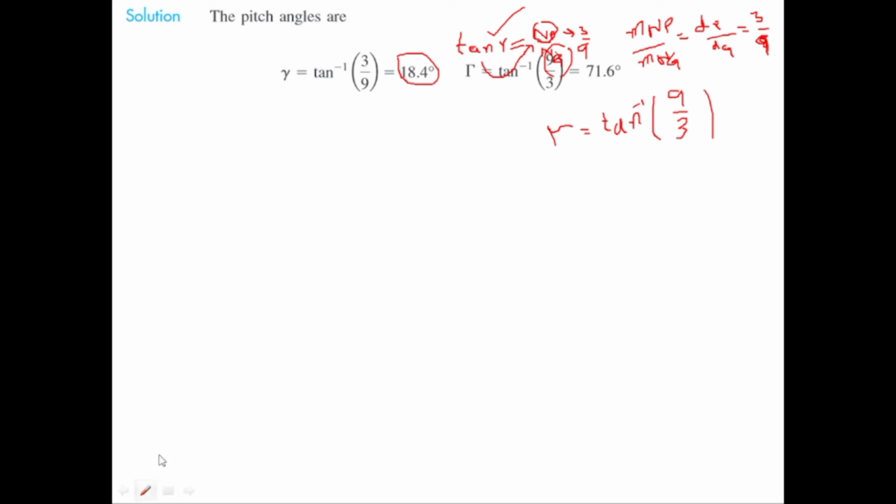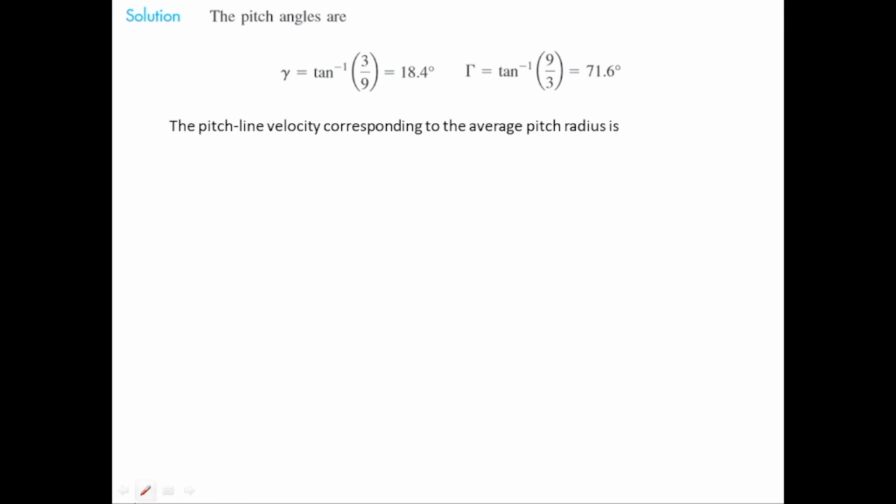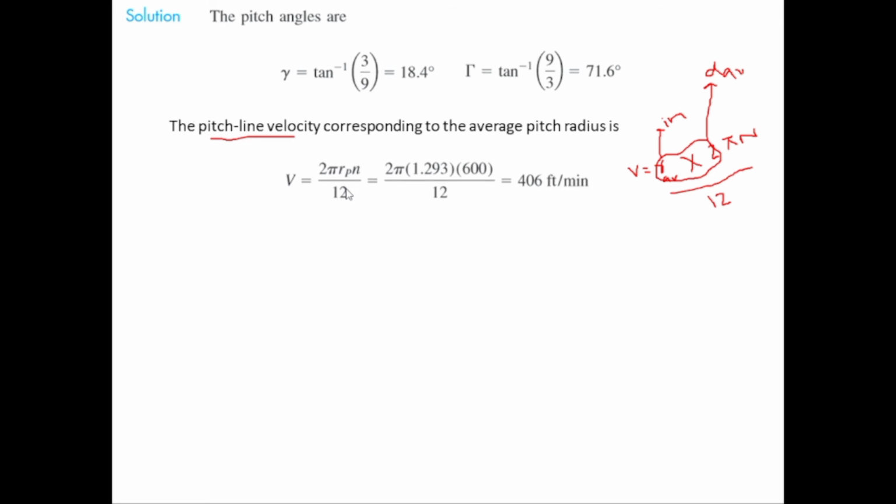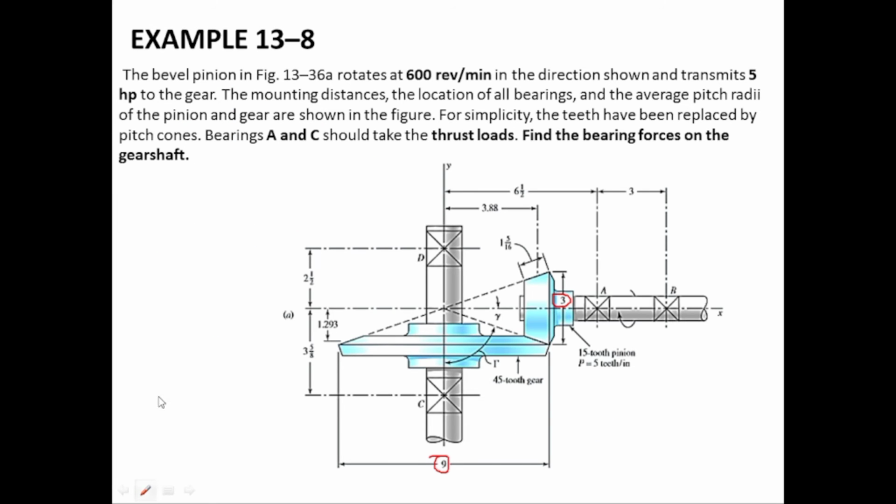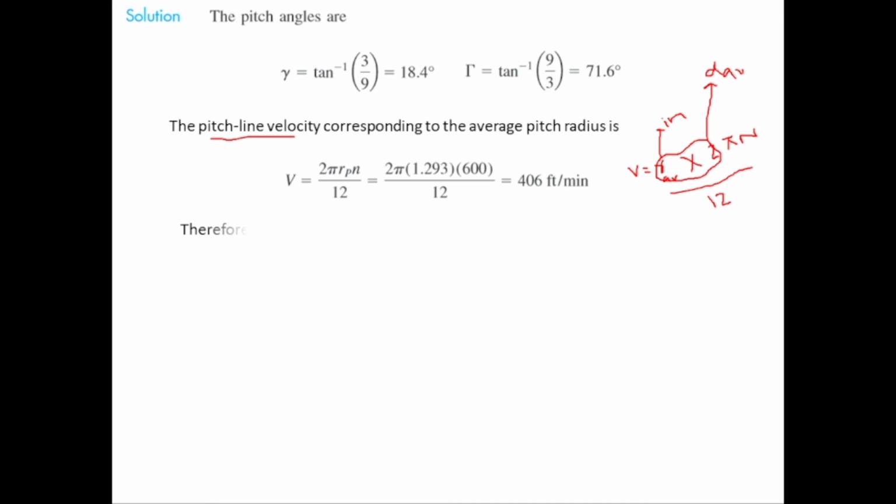Now the pitch line velocity. As we know, v is equal to r omega. Here r is r average and omega is equal to 2 pi n. If r is given in inches, then divide it by 12 to get velocity in feet per minute. If r is not given and d is given, then 2r equals d, so v will be equal to pi dn by 12. Here r is given, which is 1.293, and n equals 600 rpm. So put these values, we will get v equals 406 feet per minute.